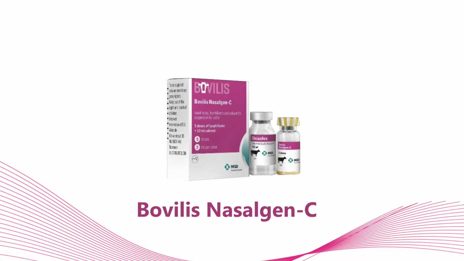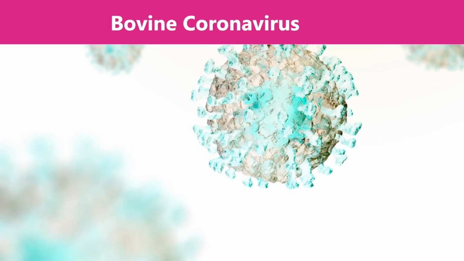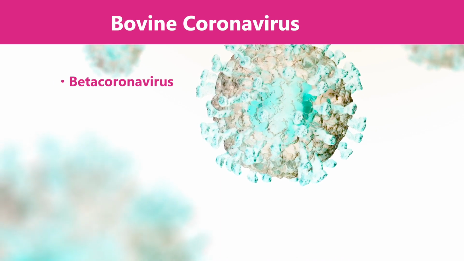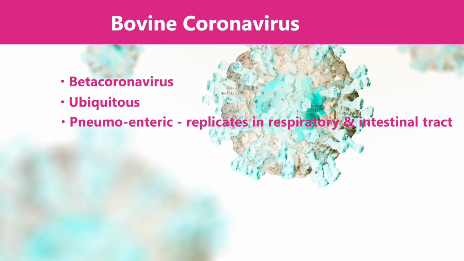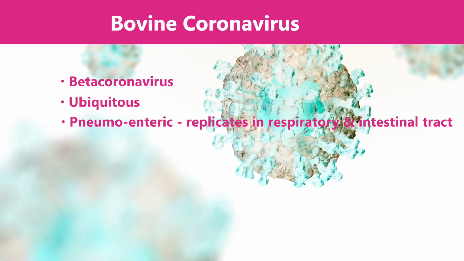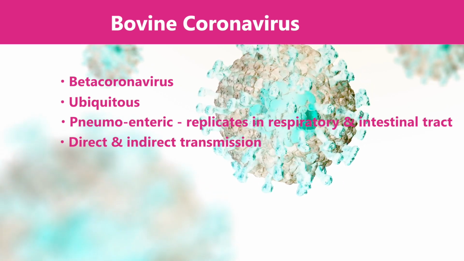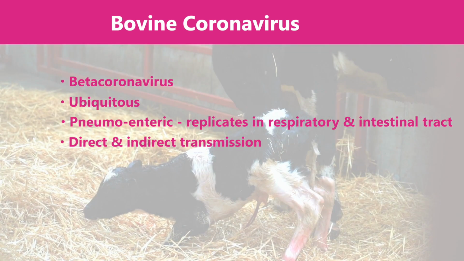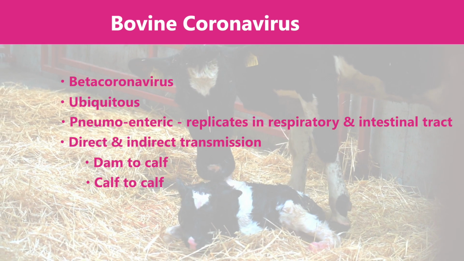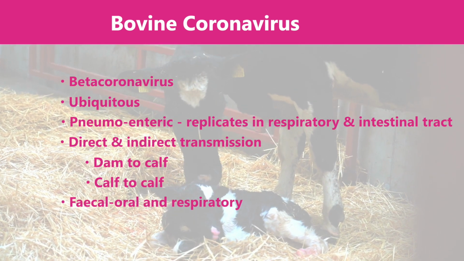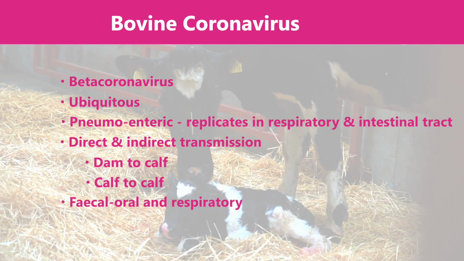Today on this Vet Tech Talk, I'm going to discuss bovine coronavirus and MSD Animal Health's first bovine coronavirus vaccine, Bovilis Nasaljec. Bovine coronavirus is a beta coronavirus in the Coronaviridae family. It is a ubiquitous virus which is pneumoenteric, which means it replicates in the respiratory tract and the intestinal tract. It can be transmitted both directly and indirectly, and the main sources of transmission are from dam to calf and calf to calves. It can be transmitted via the fecal-oral route and also the respiratory route.